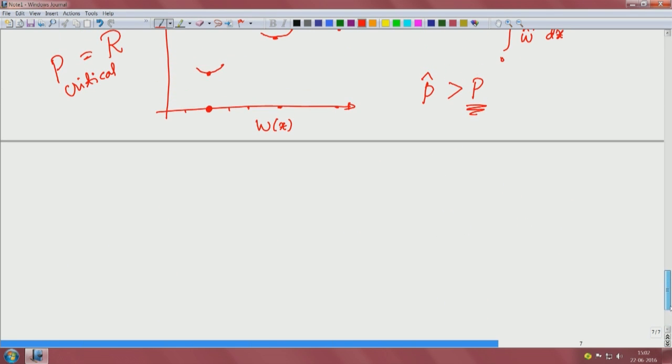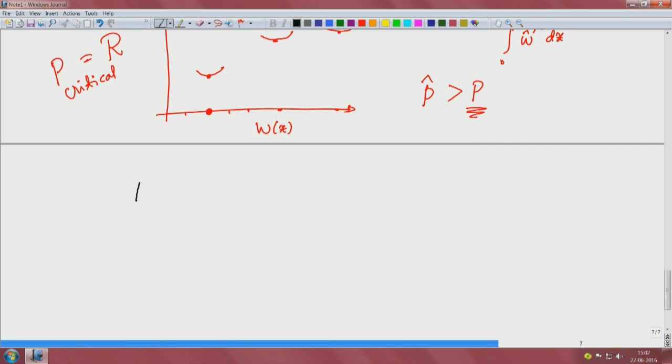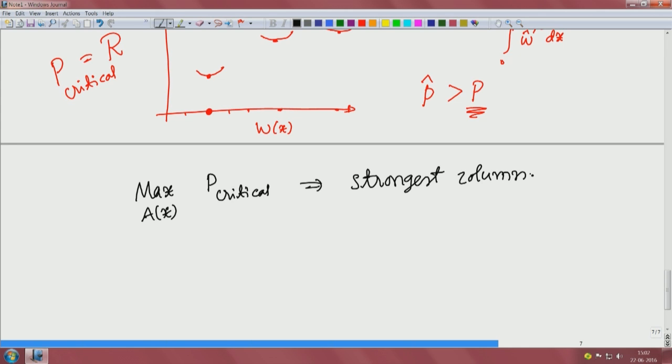Using this, what we will do is solve a problem where we want to maximize the P critical, that will be the strongest column. We want to maximize P critical by varying, let us say, the area of cross section of a column. Okay. This will give us the strongest column. Strongest meaning it is not going to buckle. Buckling has this phrase that we buckle under pressure, right, that is you are becoming unstable. So, here when we say strongest column, that will have the maximum P critical, that is what we will discuss in the next part of the talk. Thank you.